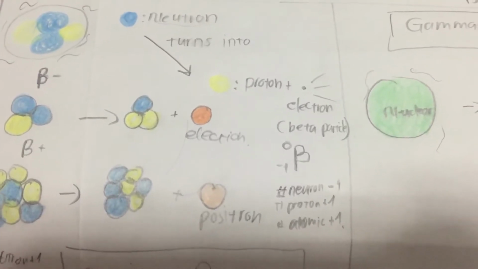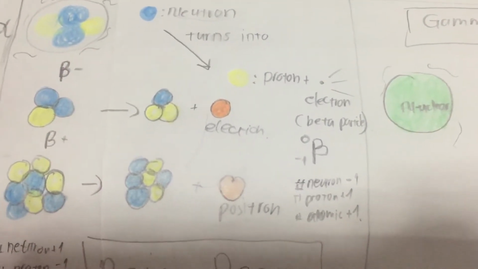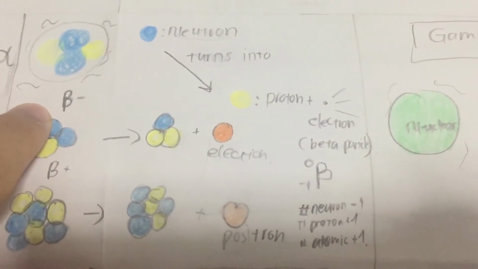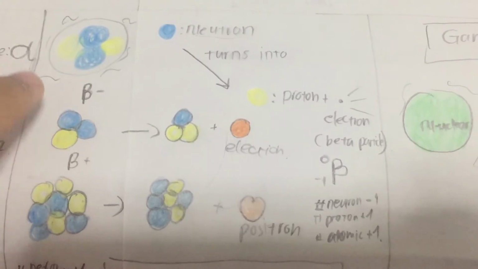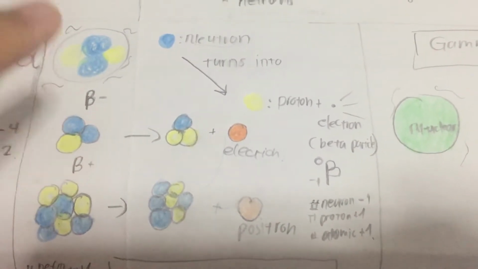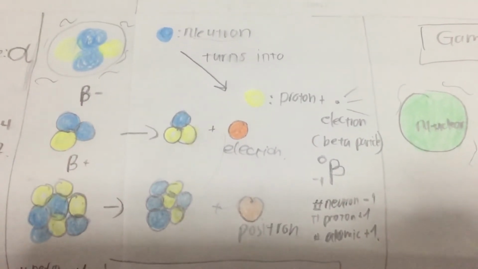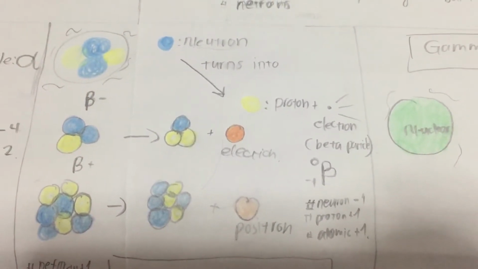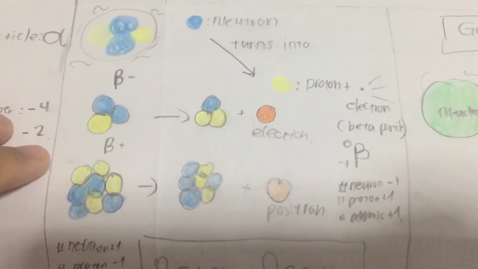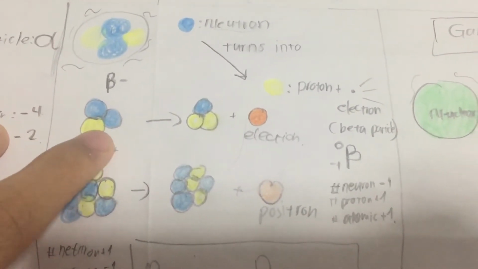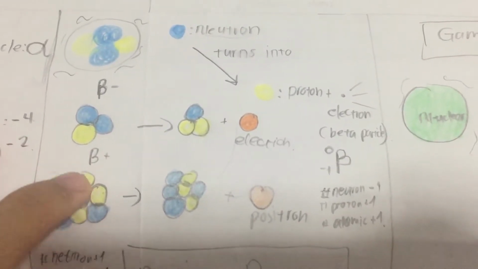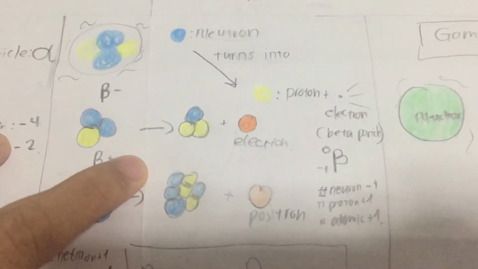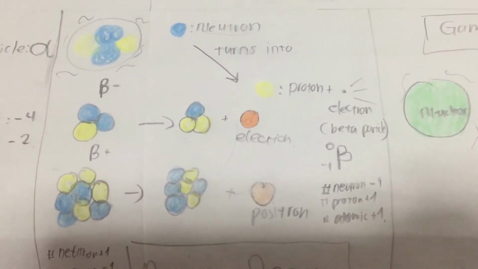There are two different ways, so the neutron, proton, and atomic number are quite different. In beta minus decay, the neutrons get minus 1, the protons add 1 more, and the atomic number is plus 1 more. And in beta plus decay, the neutron will plus 1, the proton is going to lose 1, and the atomic number is going to be minus 1.